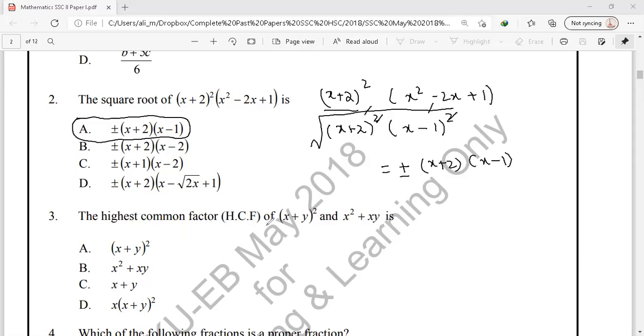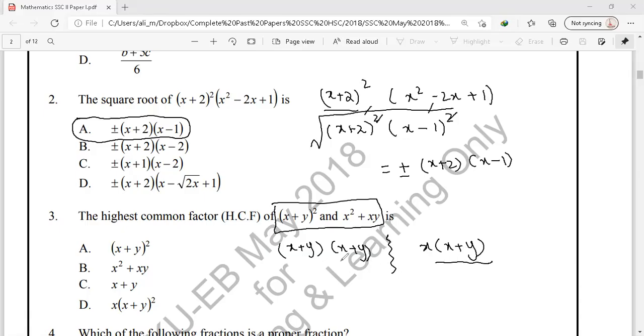Next, we have question number 3, and in this question, we have to find the HCF of these two terms. So the first term, the factors are x plus y and x plus y. In the second expression, we can take x as a common, and we will get x plus y remaining in the bracket. So let's see the common factor among these two expressions. So x plus y is the common factor in these two expressions. So the correct answer for this question number 3 is option C, x plus y.